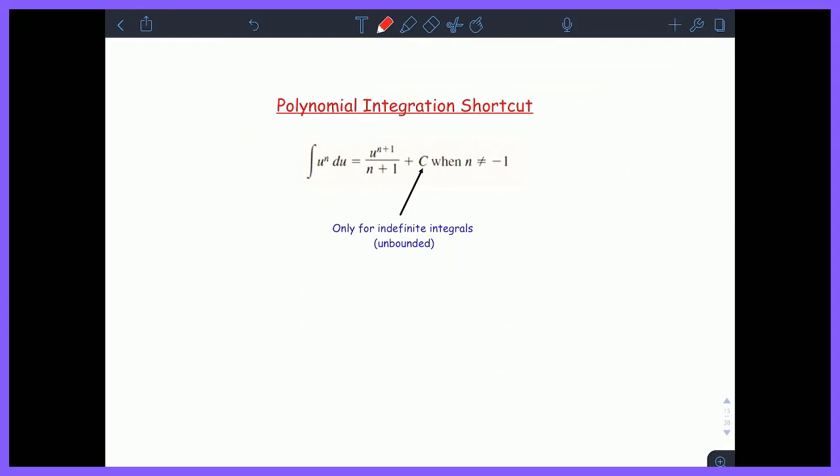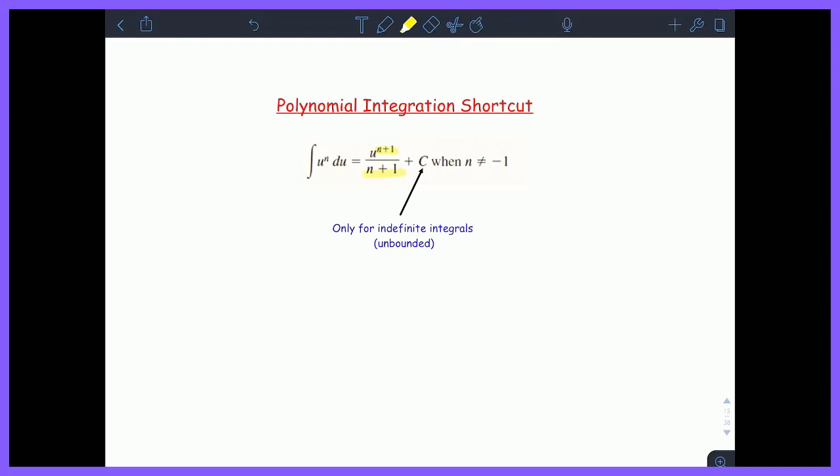Real quick, before we try a problem, I just wanted to give you the official polynomial integration shortcut. If you're taking the antiderivative of any function, the shortcut is you take your original polynomial and you raise it to the n plus 1 power. That means you basically increase the power by 1. And then you divide by that same increased power.